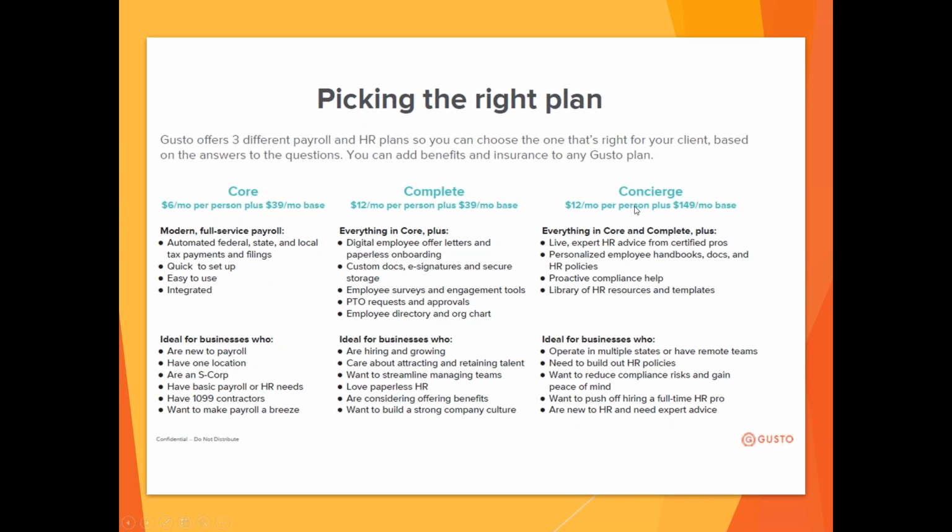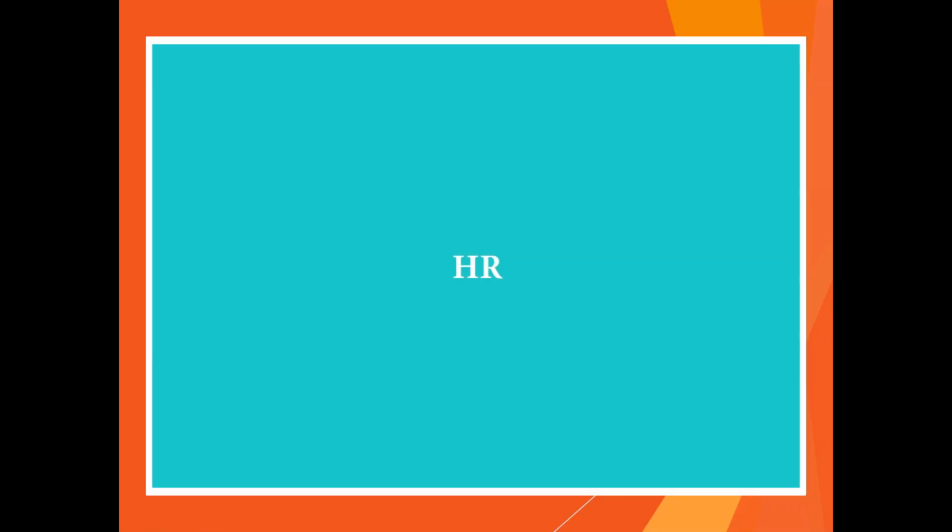And then they have the concierge package, which is everything. That is $12 a month per person and $149 per month for their base. And that's where you get also the HR handbook. And so when you save documents up there like that, it automatically has people sign it, and then when you update it, it will email your employees again to let them know that there's another version up there that they need to sign. So that's really, really nice.